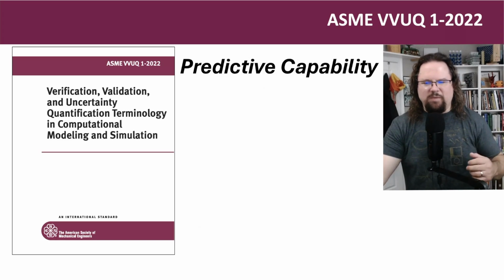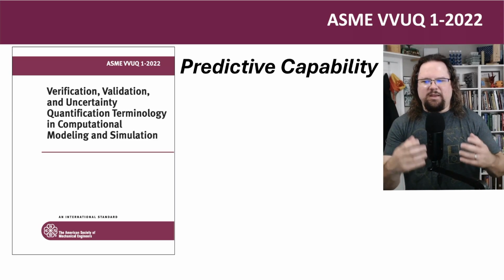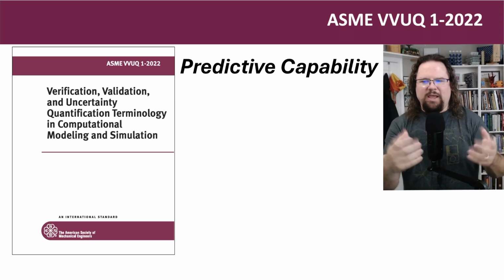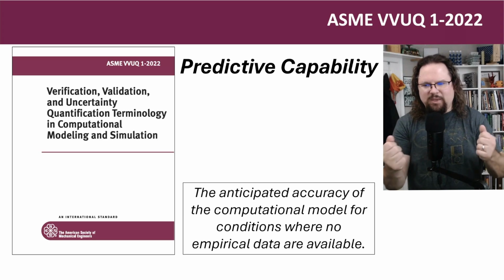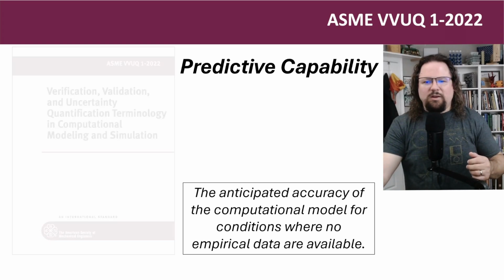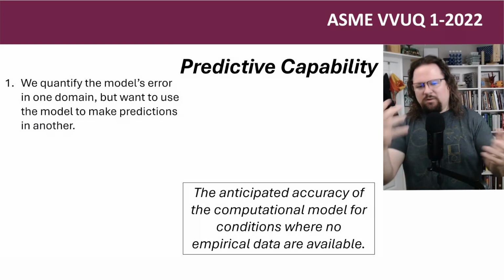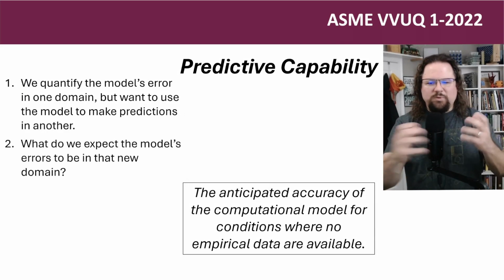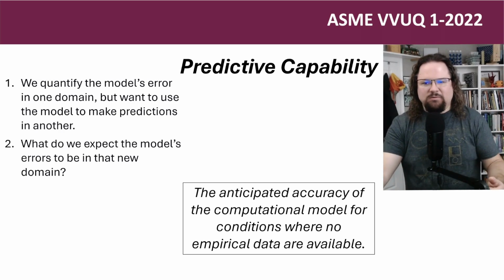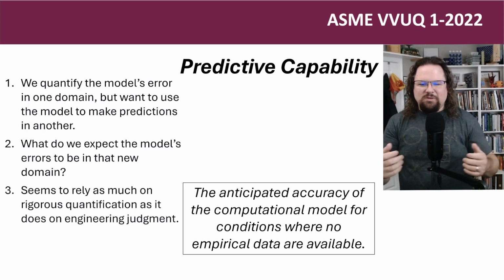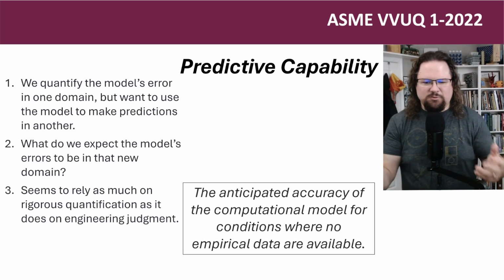So this leads us into predictive capability. Predictive capability is really a realization that where we're going to use the model, we probably won't have data. So we need to come up with an accuracy for our model. Predictive capability is the anticipated accuracy of the computational model for conditions where no empirical data are available. In other words, we quantify the model's error in one domain, but we want to use it to make predictions in another. We just talked about this in applicability. What do we expect the model's error to be in that new domain? So we've got to figure out something. Well, this is predictive capability. And this seems to rely as much on rigorous quantification as it does on engineering judgment.